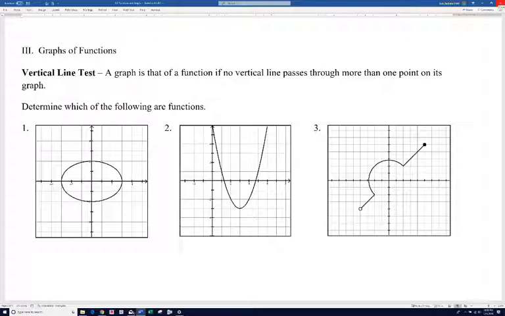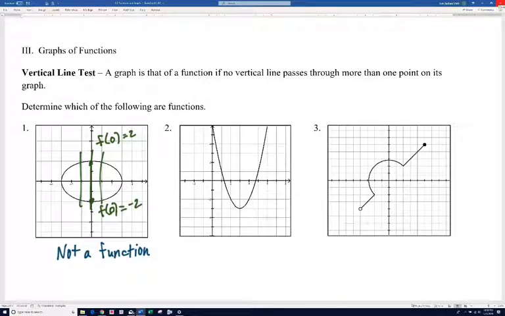And we talked about the vertical line test. Here it is. A graph is that of a function if no vertical line passes through more than one point on its graph. So if you look at number 1, we have issues. In fact, here's another place. So this is definitely not a function. Notice if this were a function f, f of 0 would equal 2, and also f of 0 would equal negative 2. Same input, different output.